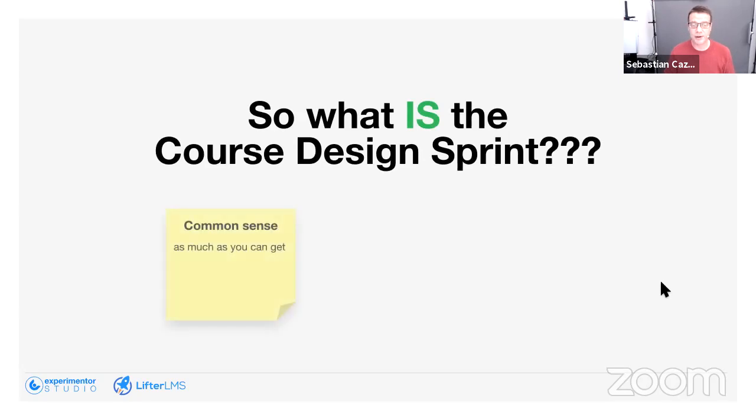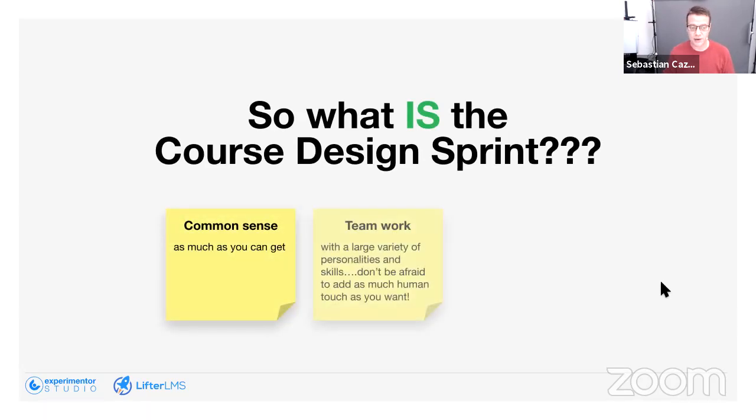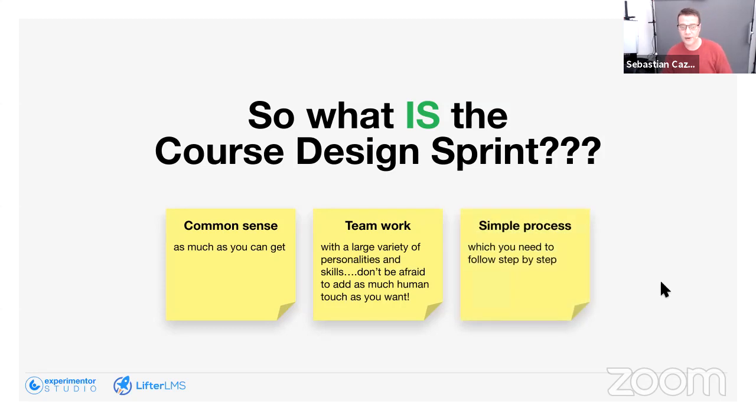Course design sprint is a combination of 3 main ingredients. It's common sense as much as you can get. It's not a scientific method. You don't need to invest months in learning how to do it. It's just common sense. The second ingredient is teamwork, relying on a large variety of personalities and skills. Don't be afraid to add as much human touch as you want. That's the very essence of design sprint.